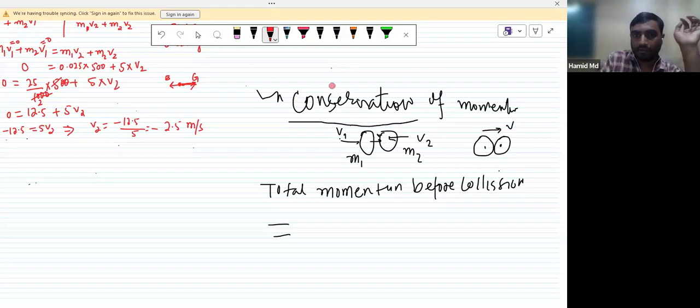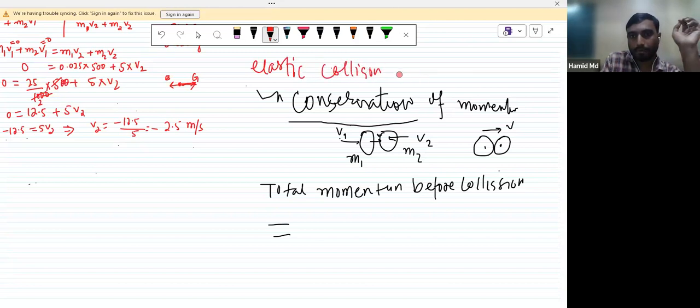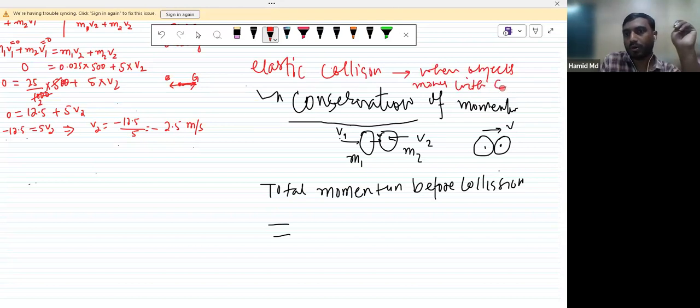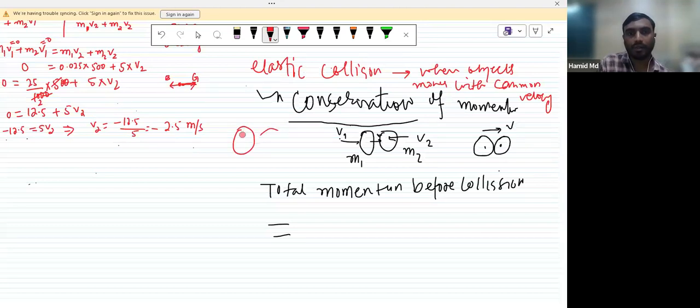So the elastic collision is when objects move with a common velocity. Like in this case, when two objects collide, and after collision, they will move in different ways.